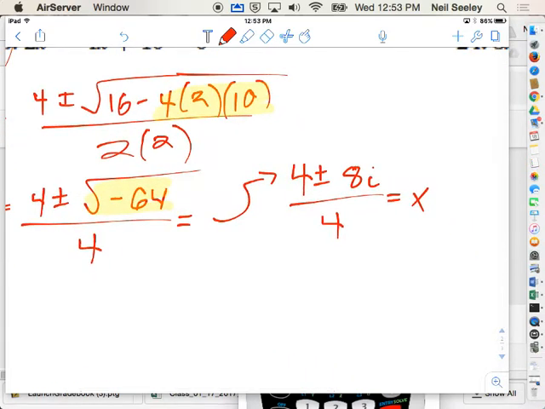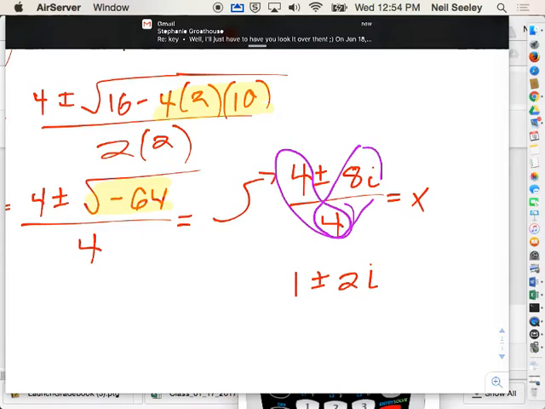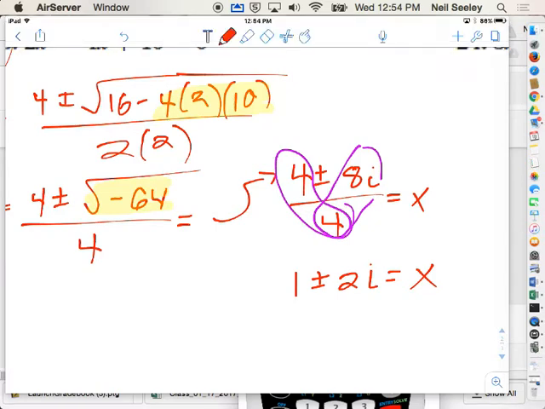There is a tendency, this is okay, but generally we take these and we divide both terms by 4. That's an important thing. When you have two things being divided by the same number, you can split it, and you get 1 plus or minus 2i. And that's an old algebra trick. And the plus or minus again means there's two different solutions. X could be 1 plus 2i, and x could be 1 minus 2i.